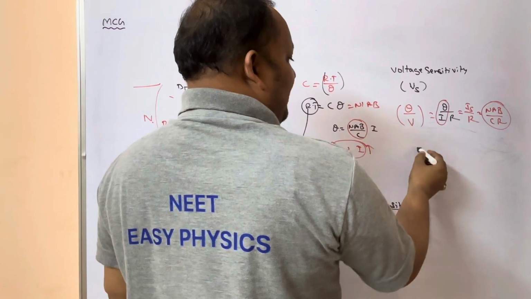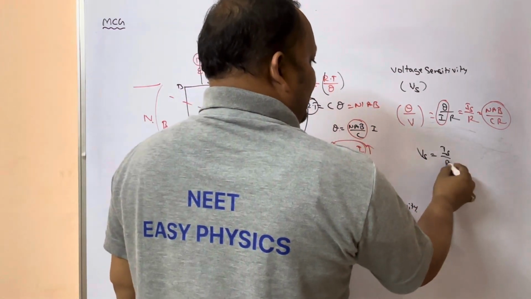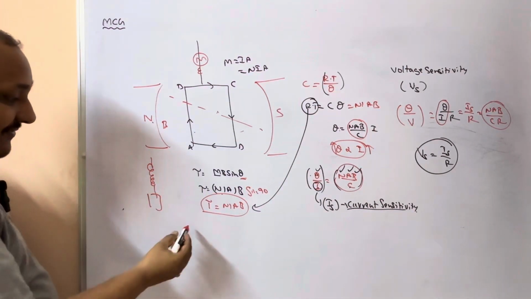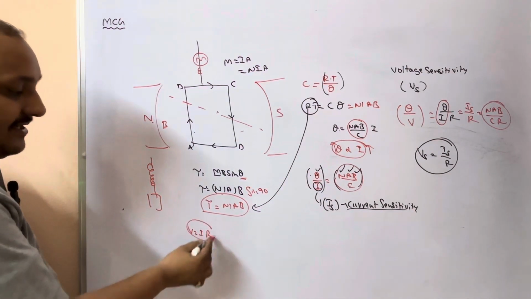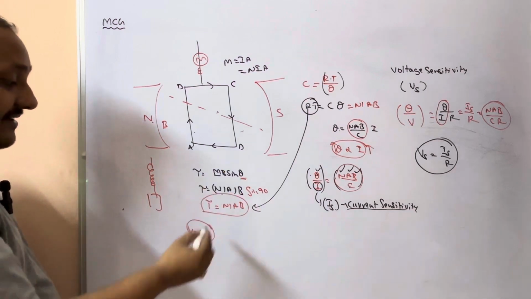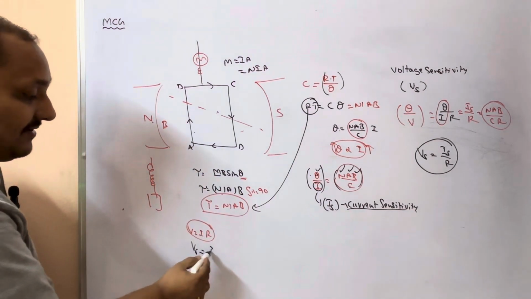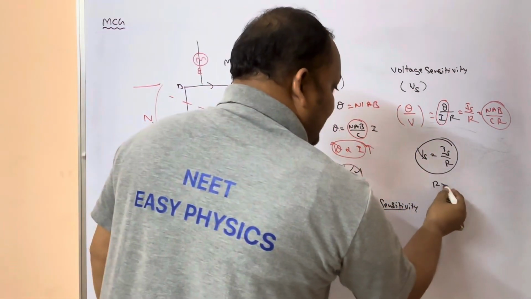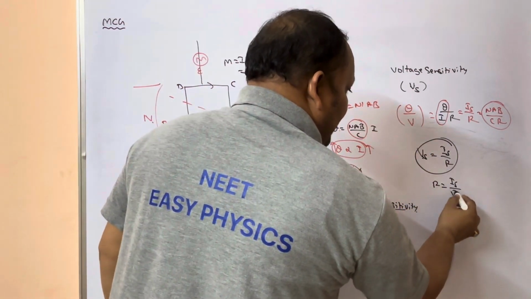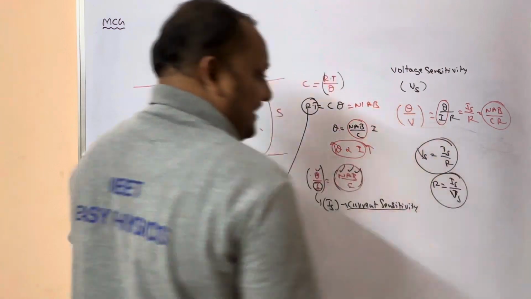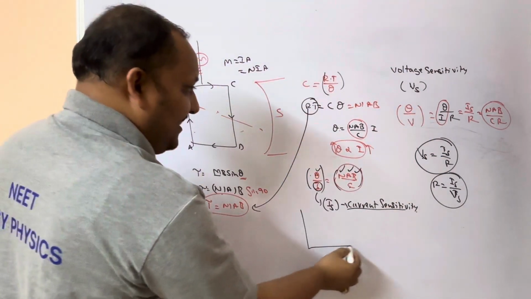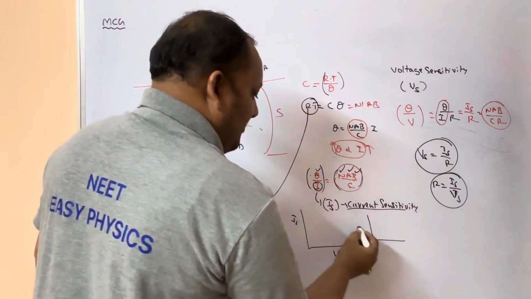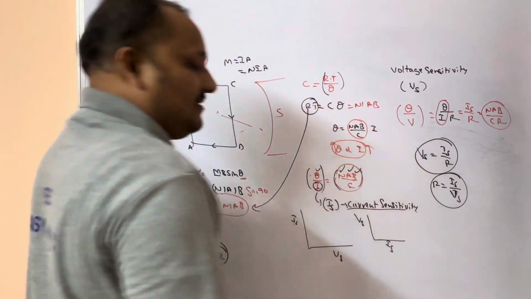Now see the relation between voltage sensitivity and current sensitivity. Vs equal to Is by R. You should be very careful. According to Ohm's law, V is equal to IR. But according to sensitivity, whenever it is coming, Vs equal to Is by R. So you will get resistance if you know current sensitivity and voltage sensitivity. They will give a graph between Is and Vs, or a graph between Vs and Is.